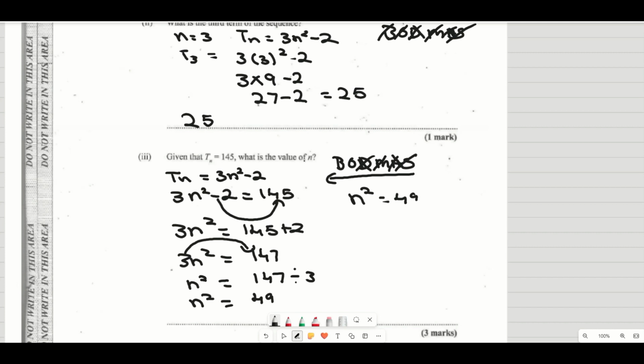There were no brackets, so we have to do the of, which is power of. So you're going to carry across squared, and the opposite of squared is square root. So you're going to find the square root of 49. Square root of 49, n is equal to 7. So what is the value of n? n would be equal to 7, and that is how you would do this question.